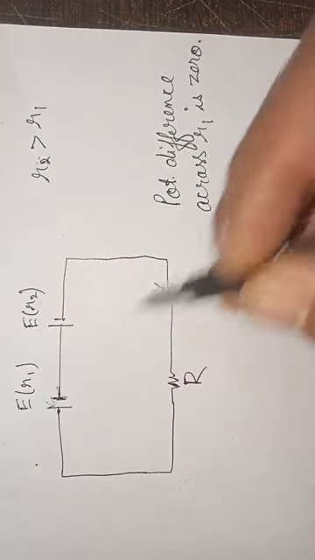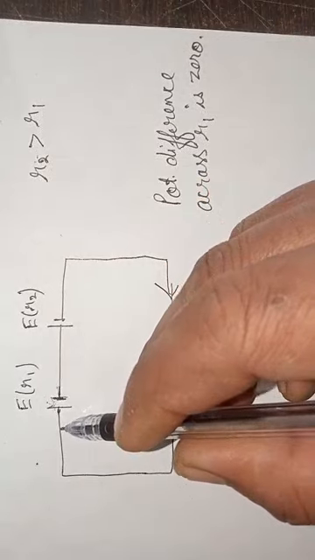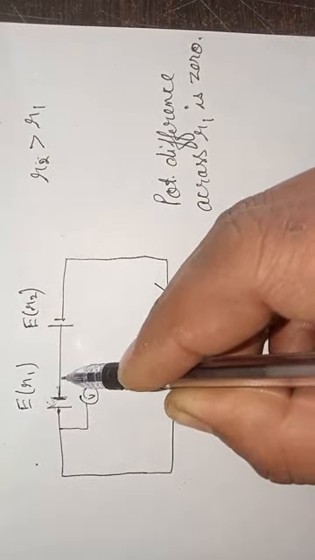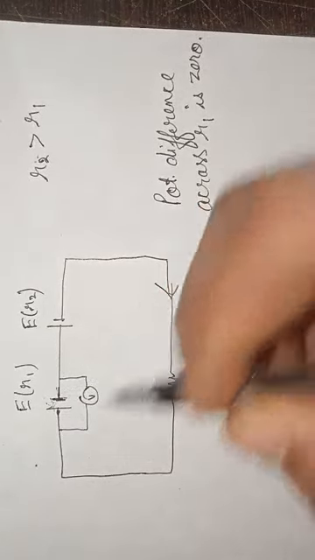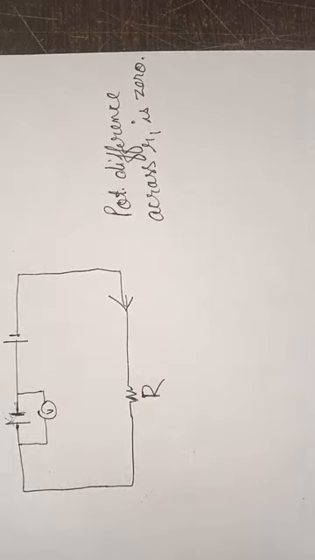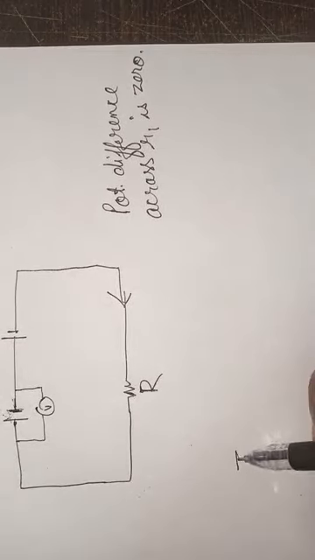So it is given that if we connect a voltmeter here, the reading of the voltmeter is 0. It means the terminal voltage across this cell is 0. So for this we have to find out the current in the circuit.